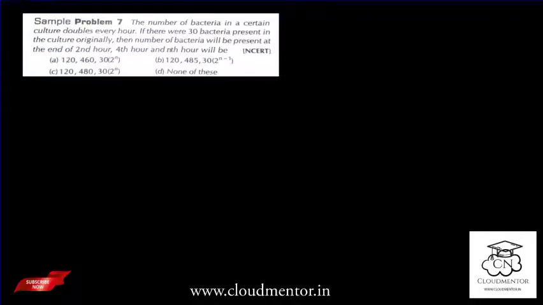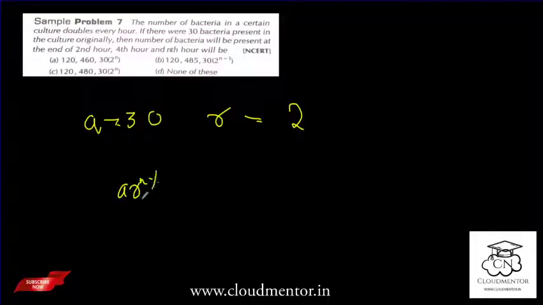The number of bacteria in a certain culture doubles every hour. If there were 30 bacteria present in the culture originally, then the number of bacteria present at the end of the second hour, fourth hour, and nth hour will be dash. So the number of bacteria present in the culture forms a GP whose first term is A equal to 30, and the common ratio is 2, that is R equal to 2. The general term is a r raised to n minus 1.